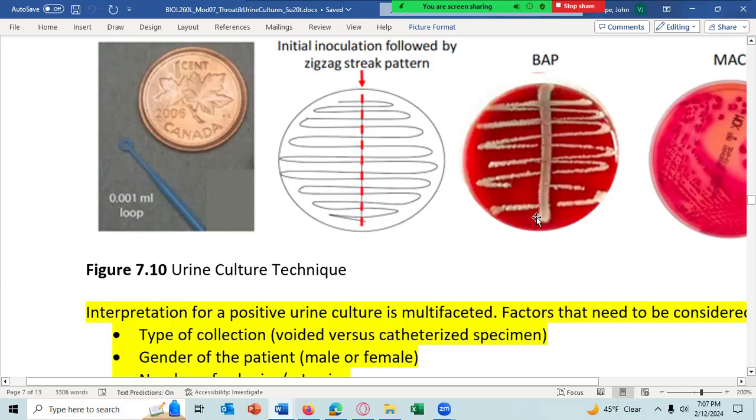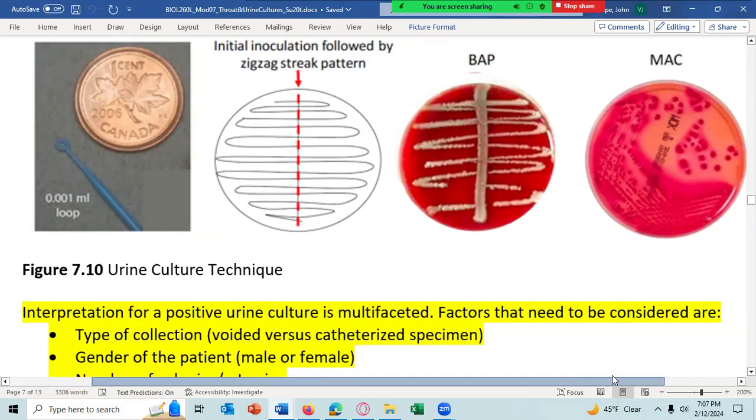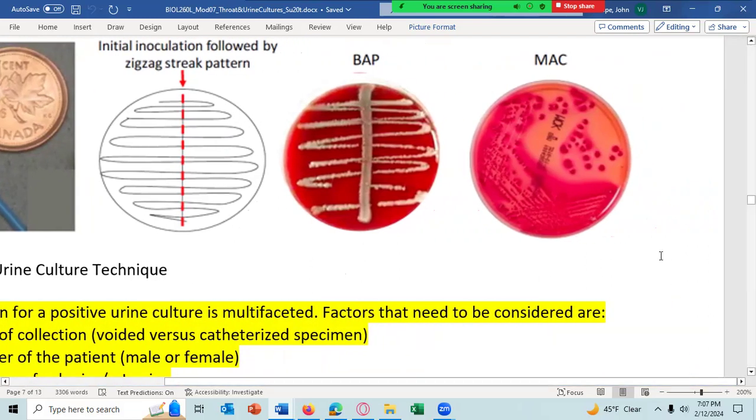In addition to growing the bacteria on BAP, we also grow the bacteria either on EMB or MacConkey's, and that's to grow up the gram-negatives, especially the Enterobacteriaceae family, which is the most likely family to cause a urinary tract infection. The number 1 cause of a urinary tract infection is actually E. coli.